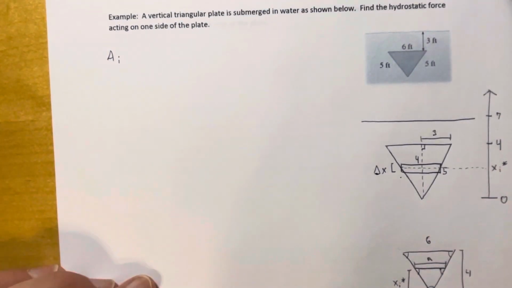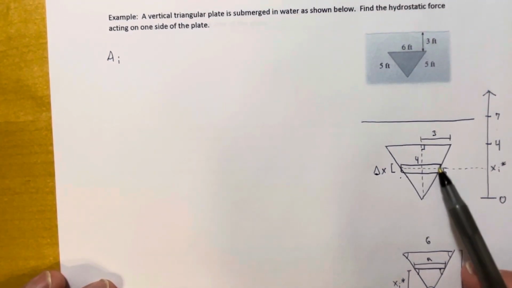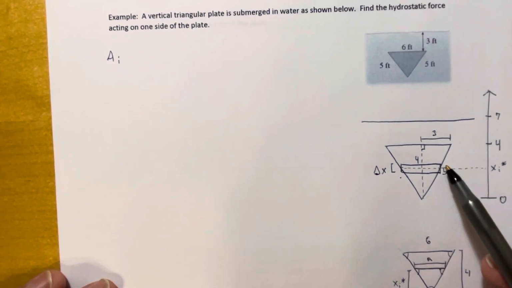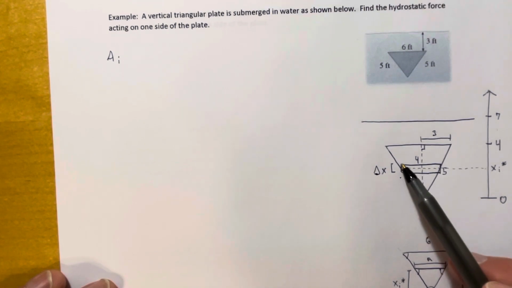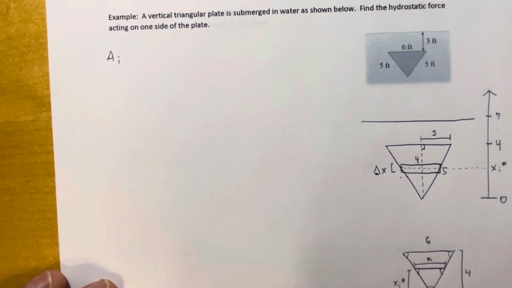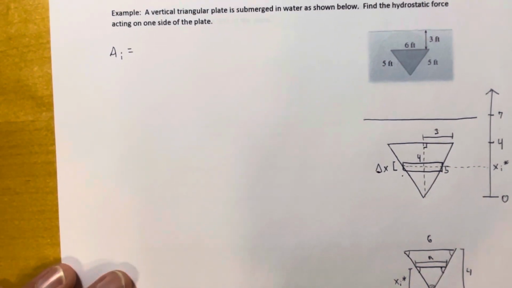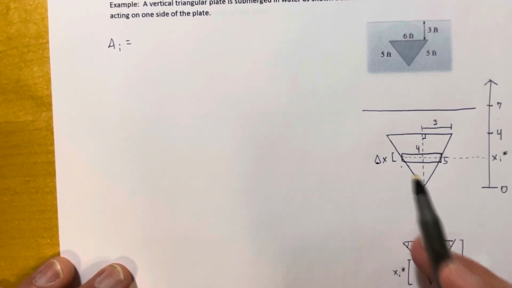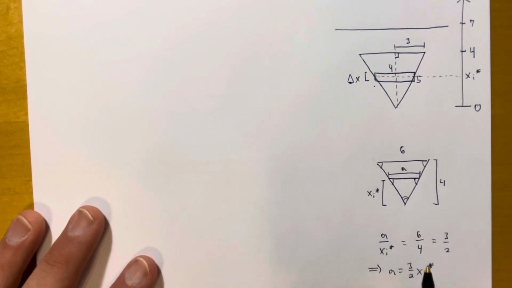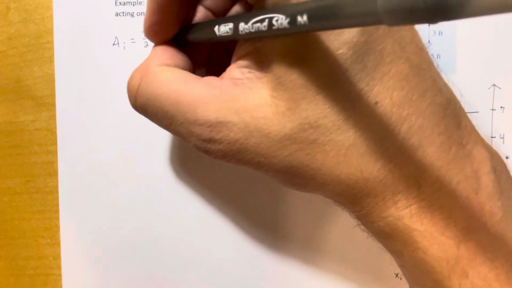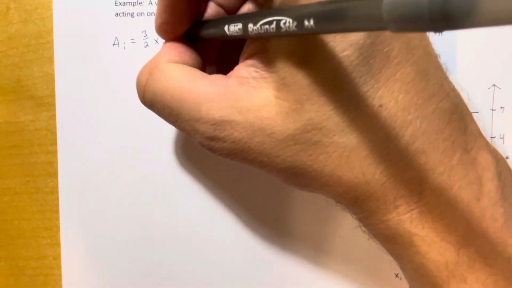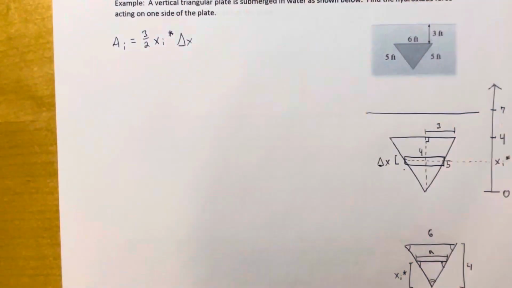I'm going to call it A_i because remember that this is one of a bunch of rectangles that I'm using to approximate my force, and I'm thinking of it as the ith rectangle. So A_i is equal to the length times the width of that rectangle. Here's where we found the length, 3/2 xi star, times delta x, that's the width of that rectangle.